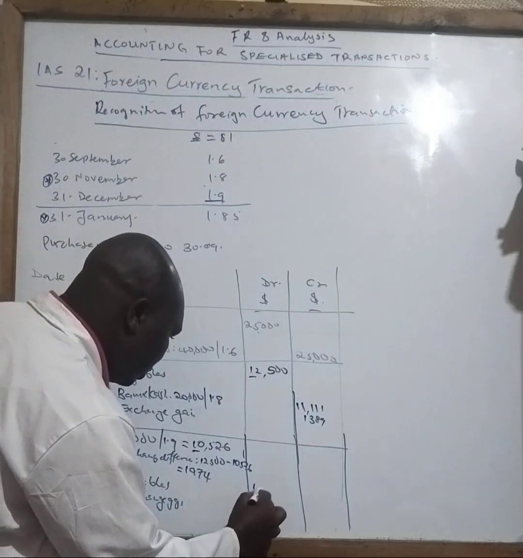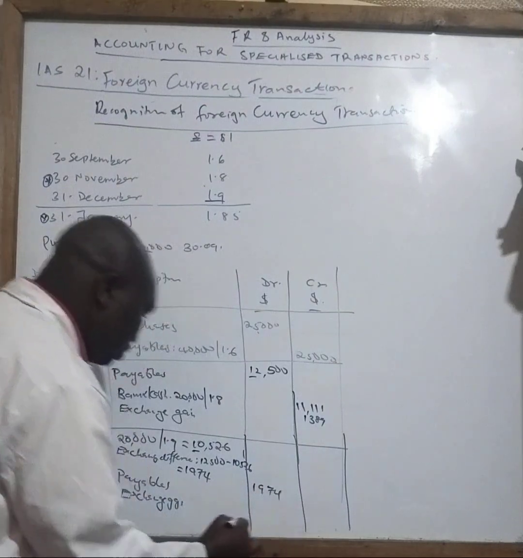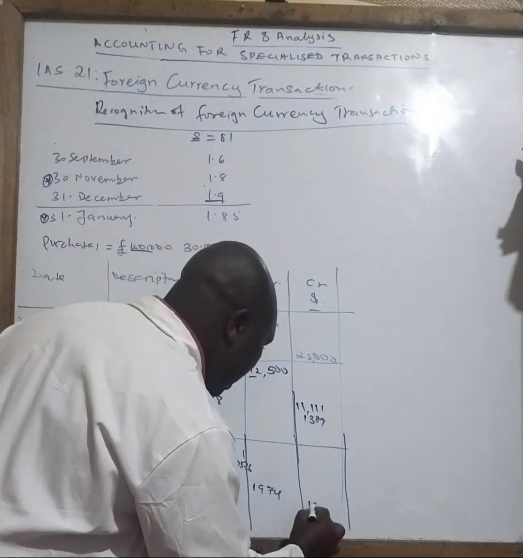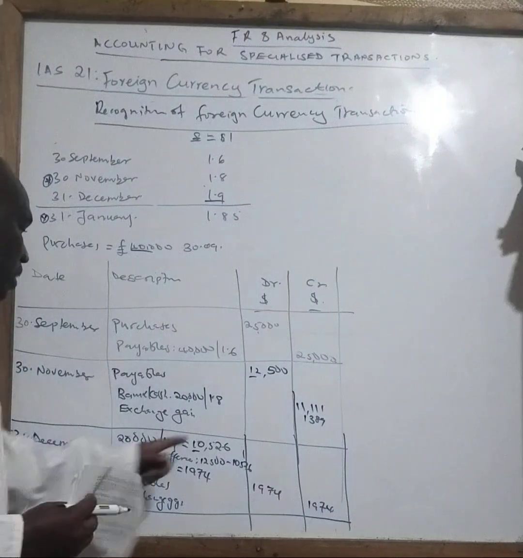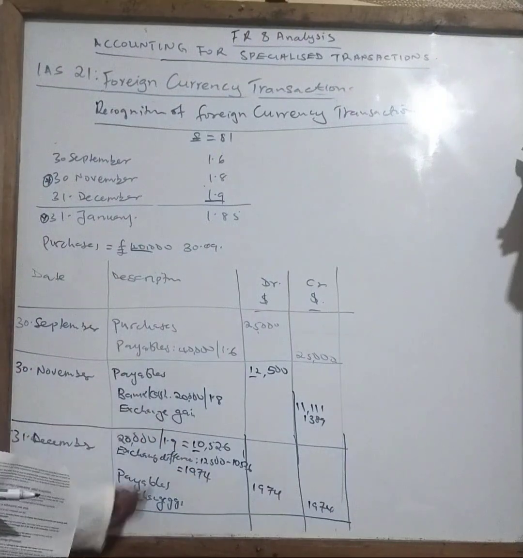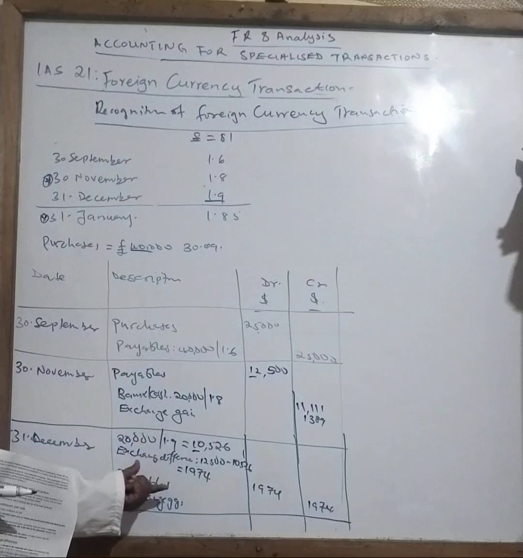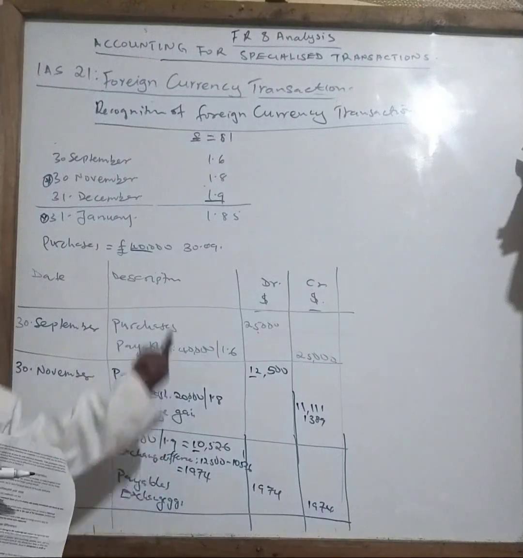This one is for 1,974. Then this one is 1,974. The reason why I'm not saying debit this one is because this date here, there is nothing there. I just want to see whether there is a gain or a loss.